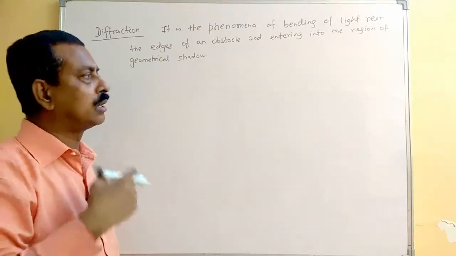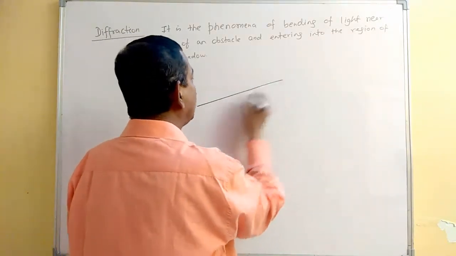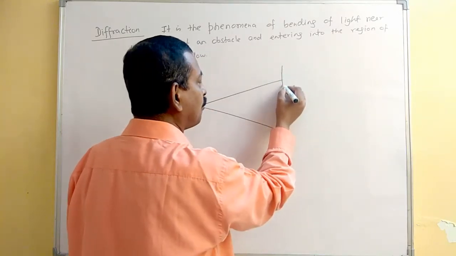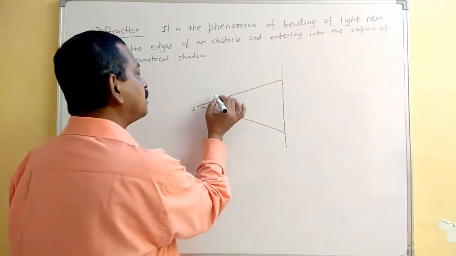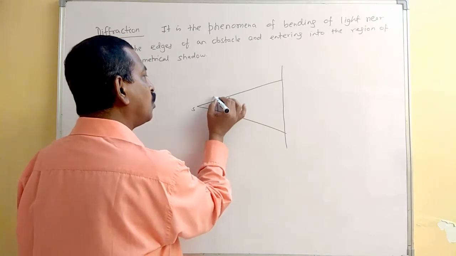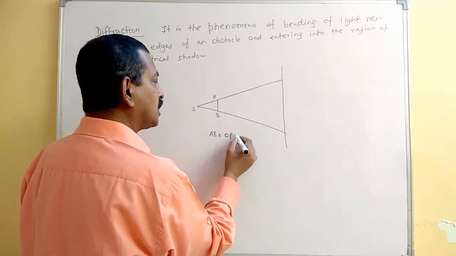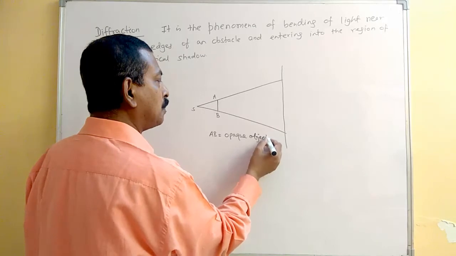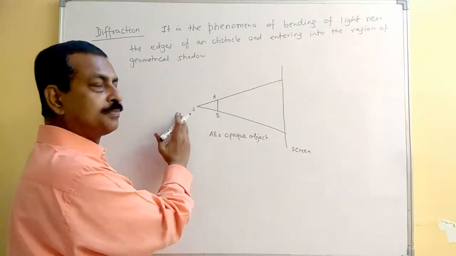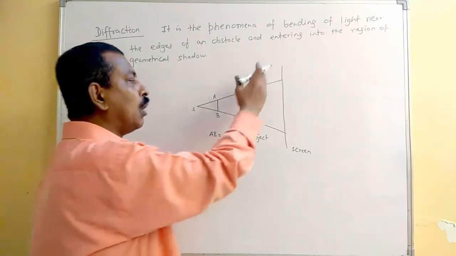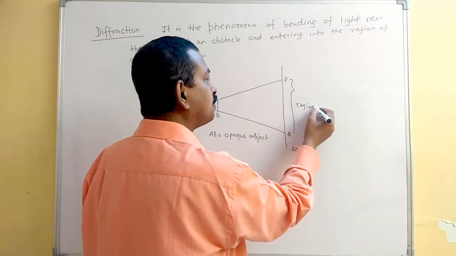Just to make things clear, let's take one example. Suppose we take one arrangement. Here, we have a source of light and we are taking AB as an opaque object. So this is your AB, an opaque object, and this is your screen. If you put a light source in front of an opaque object, on the screen we'll have this PQ as the region of geometrical shadow.